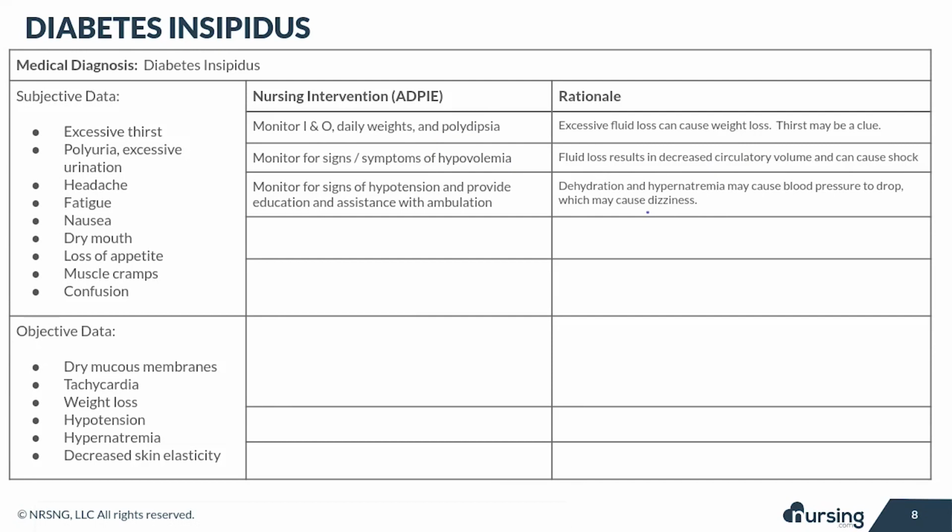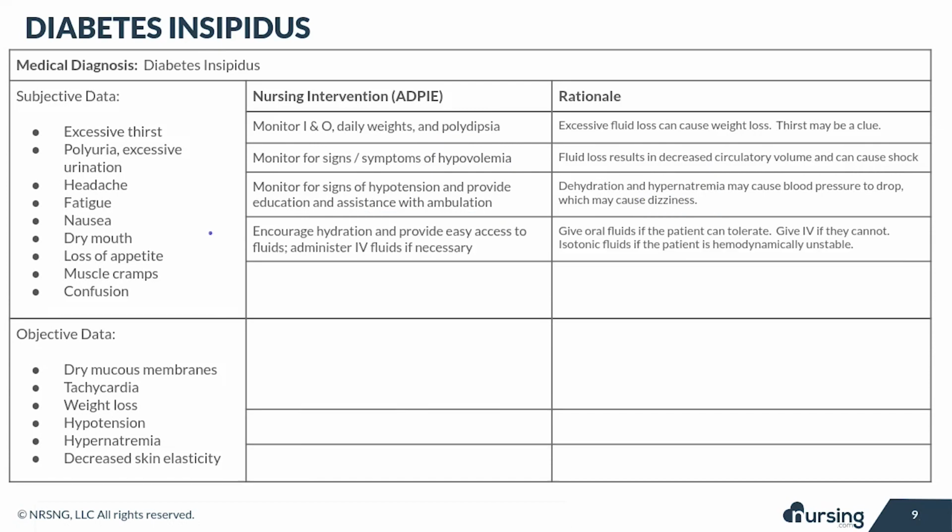So we just mentioned that you might see a drop in blood pressure if they've got low volume. If this happens, it's really important to provide education and assistance with ambulation. So you want to be looking for signs like dizziness, and then really you want to educate patients on how to make sure that we can avoid falls as much as possible, and then they may need assistance with their ambulation. Okay, this next intervention is super important. These patients are going to need fluids. So we've got to encourage hydration and make sure that patients have access to fluids. Sometimes IV fluids are going to be necessary if they become hemodynamically unstable.